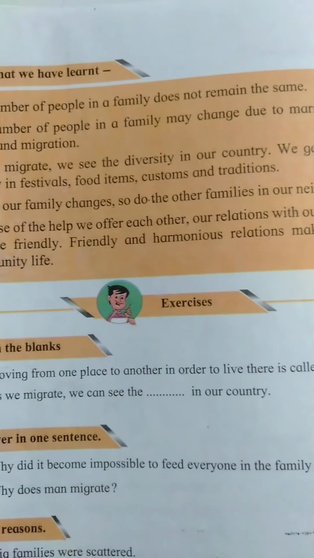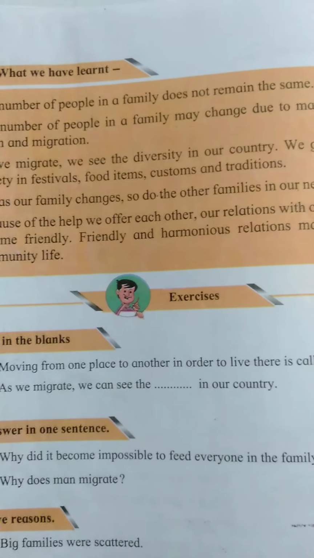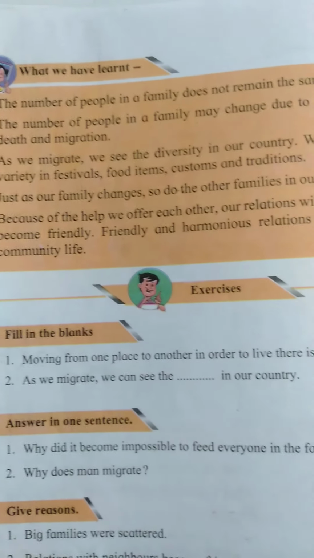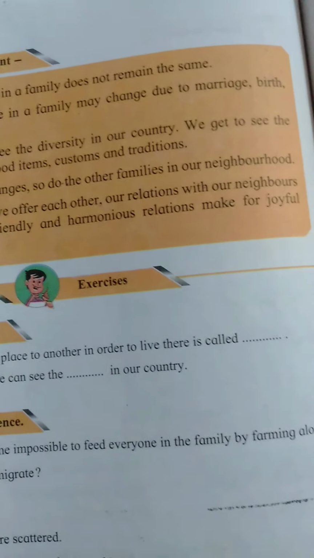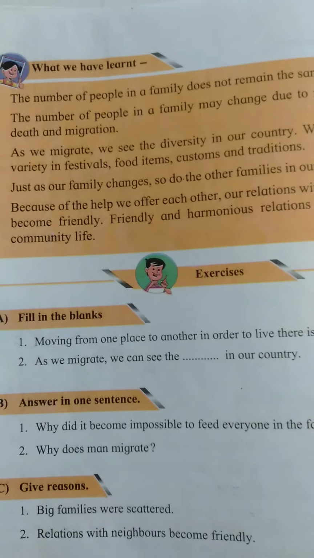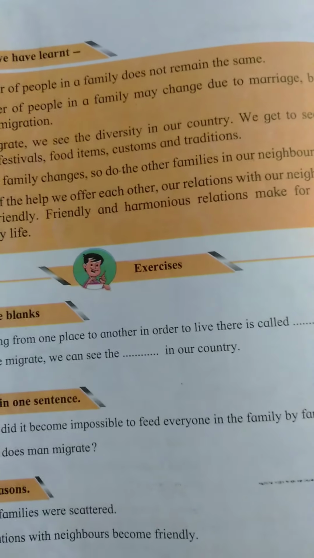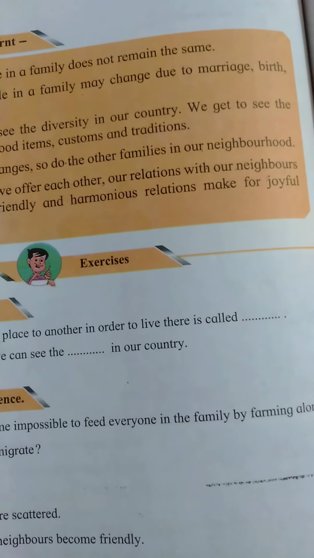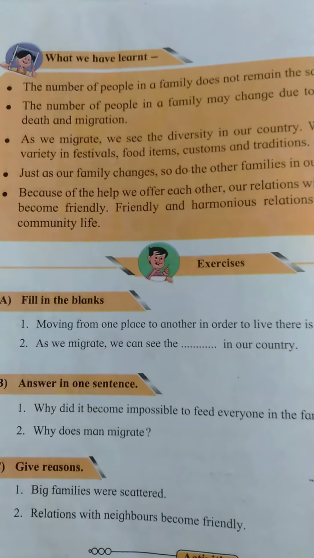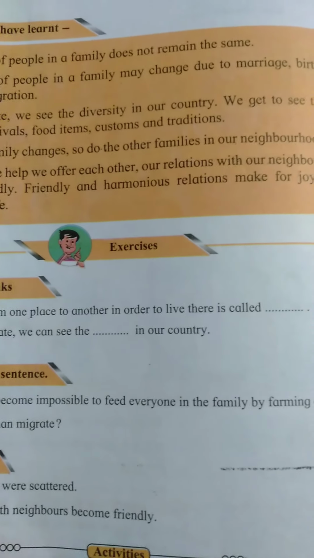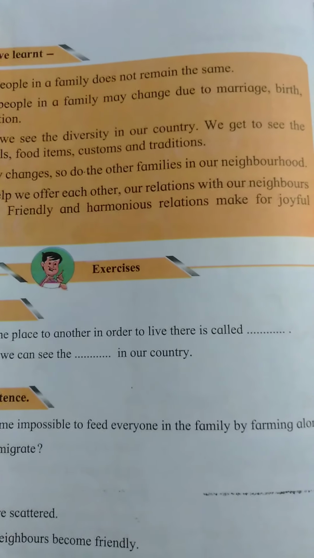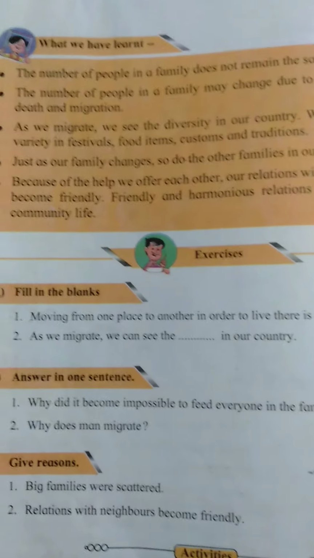Now, what have we learned? The number of people in a family does not remain the same. The number of people in a family may change due to marriage, birth, death, and migration. As we migrate, we see the diversity in our country. We get to see the variety in festivals, food items, customs, and traditions. Just as our family changes, so do the other families in our neighborhood. Because of the help we offer each other, our relations with our neighbors become friendly. Friendly and harmonious relations make for joyful community life.